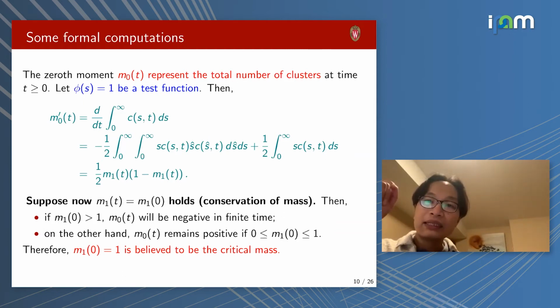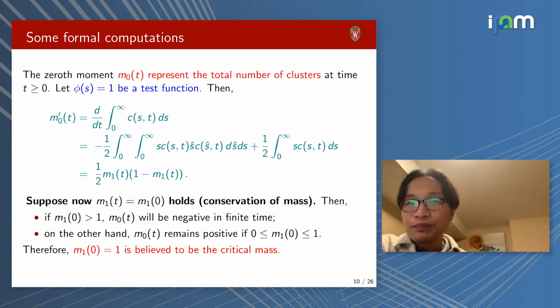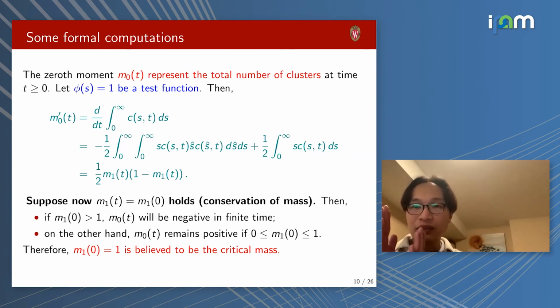So the right-hand side is a negative number. That means that m0 is going to be negative after some time. And if it's negative after some time, then that means I don't have any clusters anymore after some finite time. After some finite amount of time, I just lose all of the clusters. So that means that I lose conservation of mass, right?